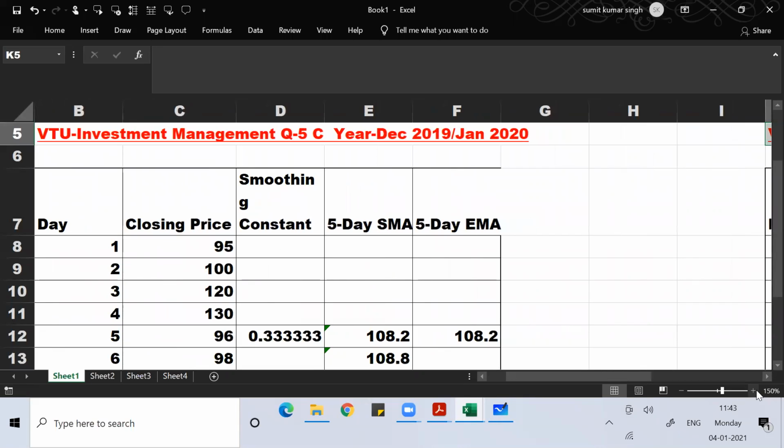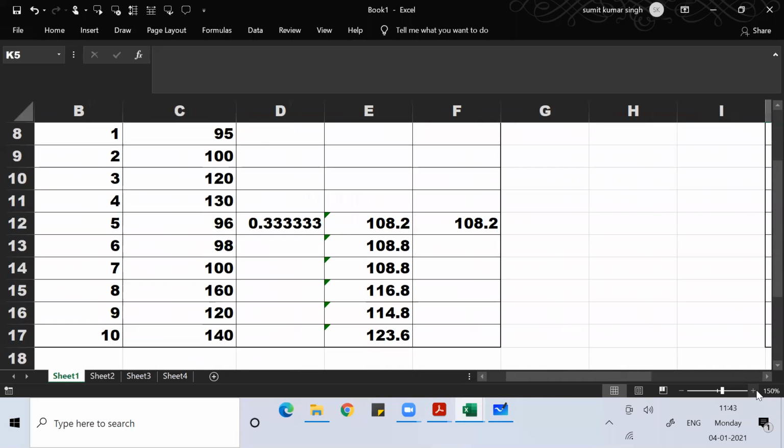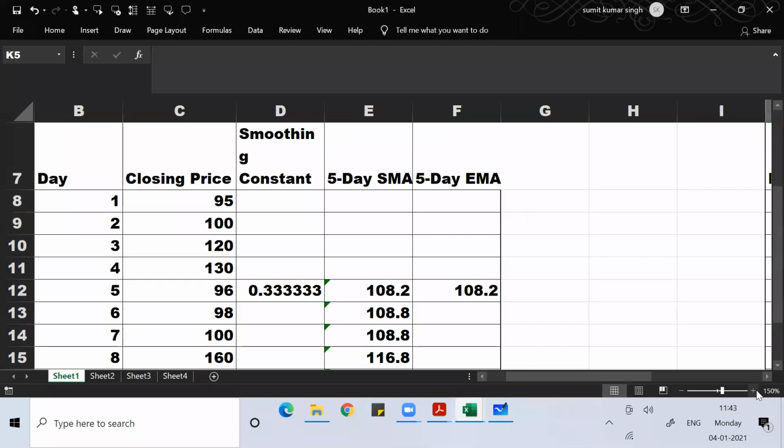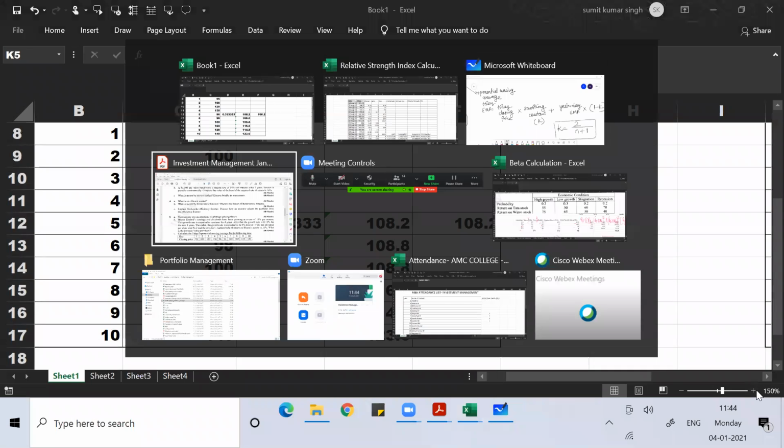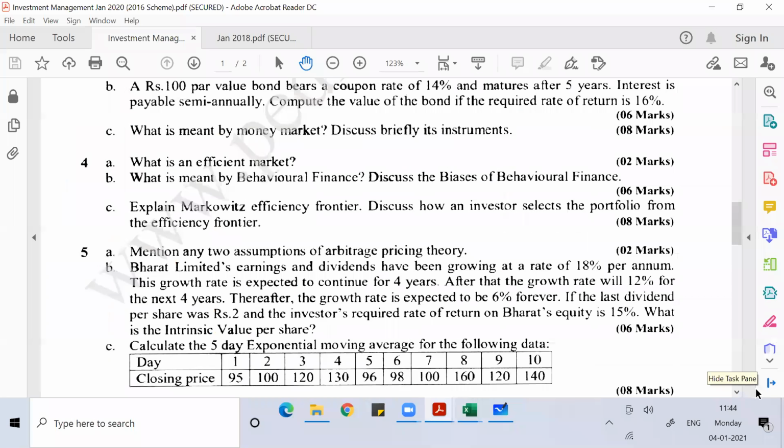You can see the question. Some days are given to you. This is question number 5C. You have to calculate the 5 day exponential moving average for the following data.